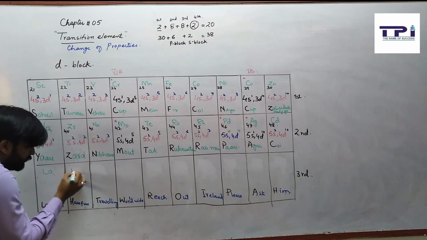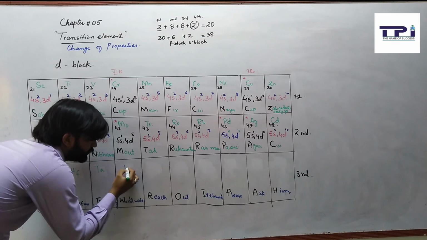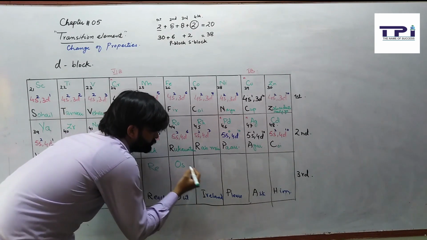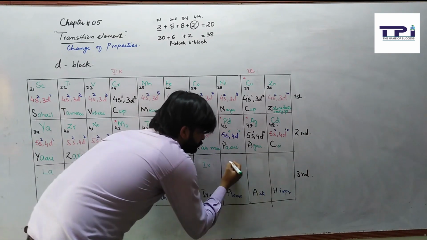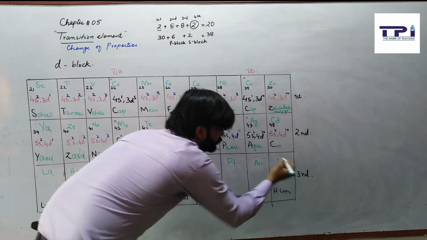Lanthanum, hafnium, tantalum, tungsten, rhenium, osmium, iridium, platinum, gold, and the last one, mercury.